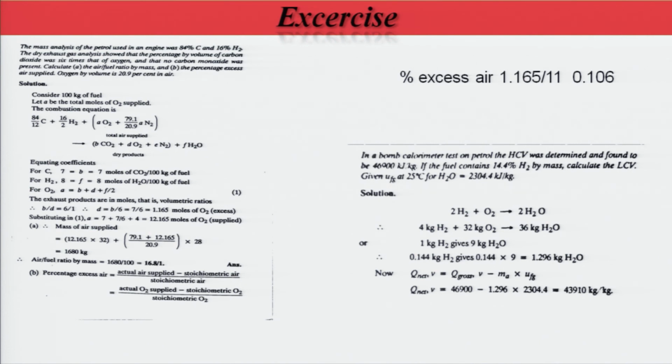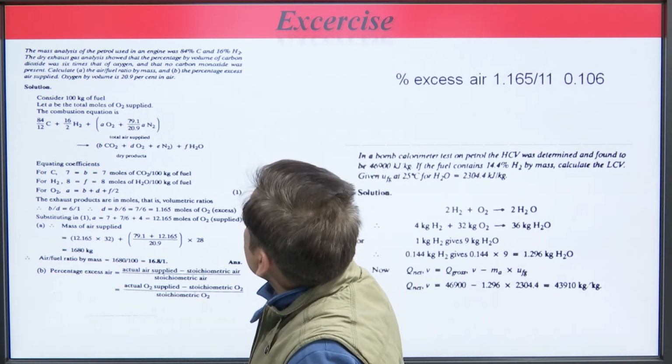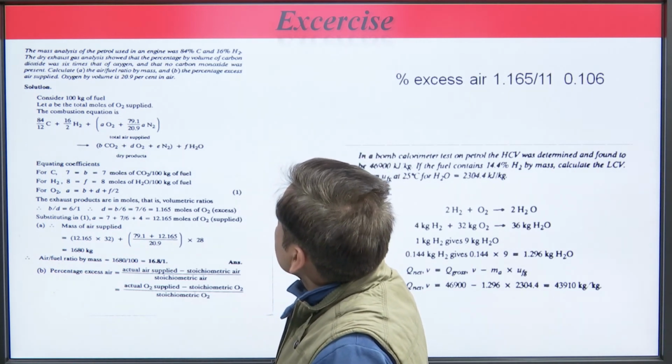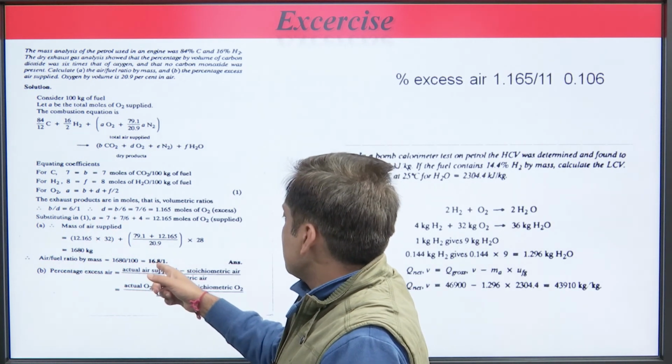Then the mass of air supplied is equal to 12.32 is the molecular weight, and A is found from the molar balance, and A comes out to be 12.165. Similarly, the other products are found. So, the mass of air supplied is equal to 1680 kg. The air fuel ratio by mass is equal to 1680 upon 100, because 100 kg of fuel is taken. So, it comes down to 16.8:1.